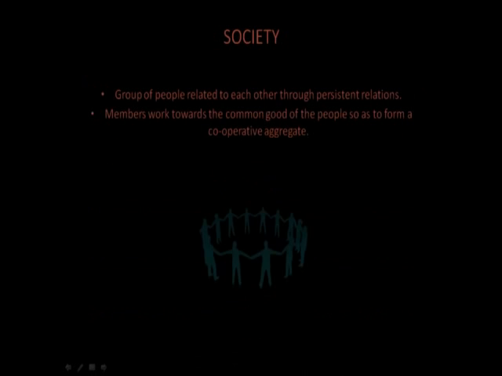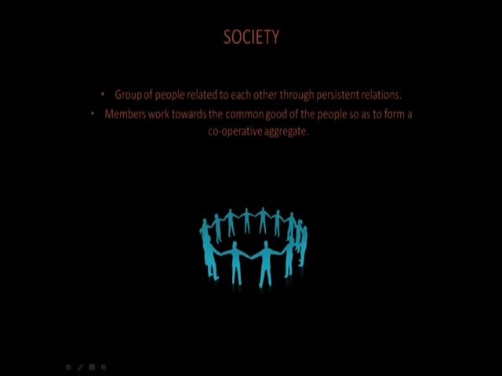So, since we say that economics is a social science, we need to get the social perspective as well. So, we need to define what society is. A society is a group of people related to each other through persistent relations. Members of a society work towards the common good of the people so as to form a cooperative aggregate. Now, this brings us to part 2.